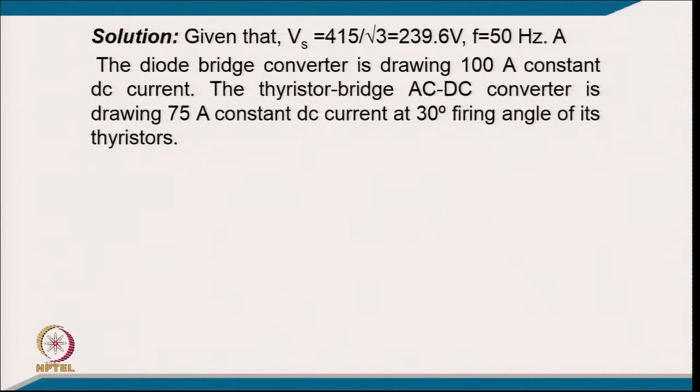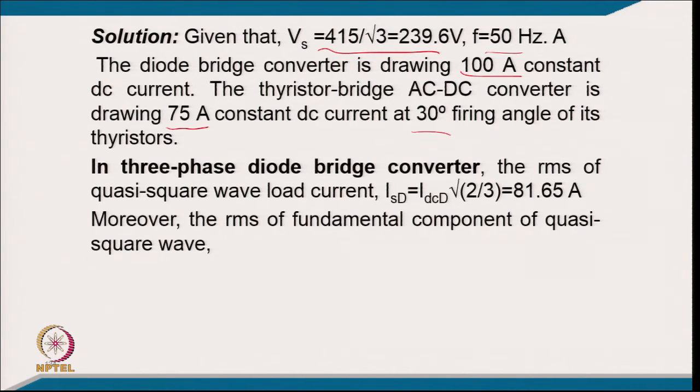Coming to the numerical part of the solution of this problem. Given that the supply voltage is 415 volt by root 3, which is 239.6 volt, frequency 50 hertz. The diode bridge converter is drawing 100 ampere constant DC current, and the thyristor bridge converter is drawing 75 ampere at 30° fire angle of its thyristor. So, in the 3-phase diode bridge converter, the RMS of the quasi-square load current is ISD equal to IDC into root 2 by 3. So, that comes to 81.65 ampere.